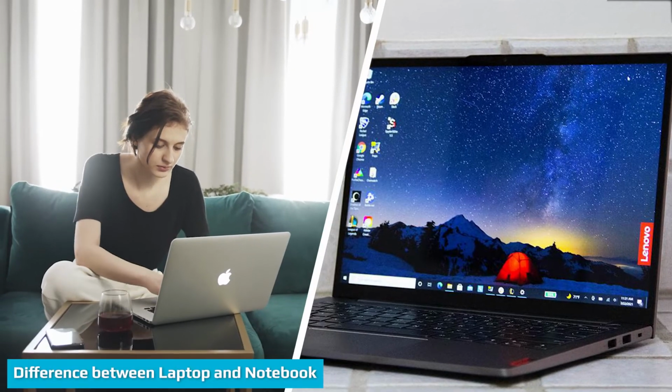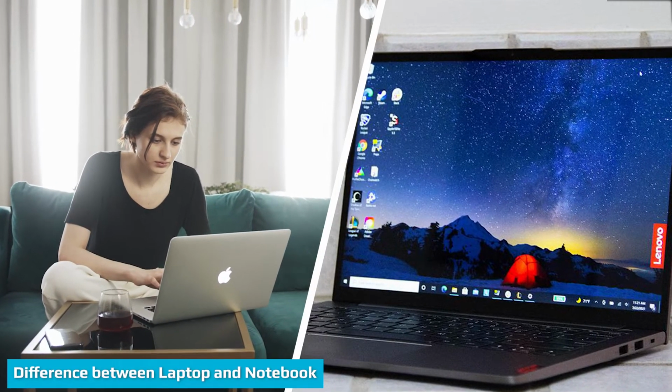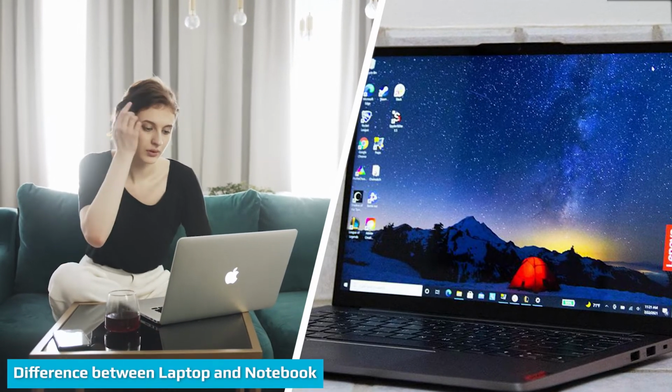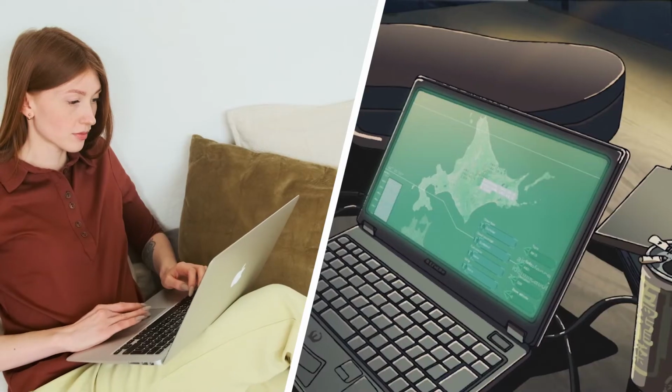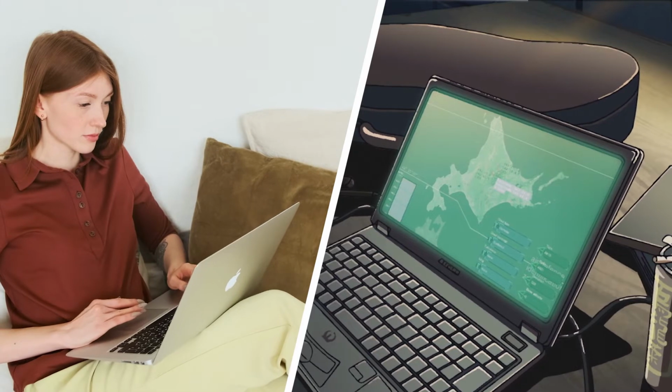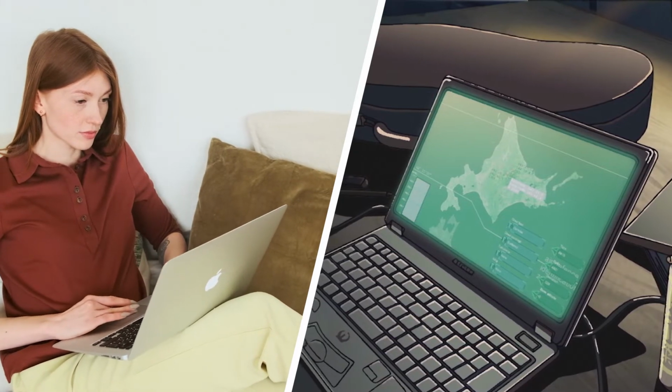It is necessary to understand these differences in detail if you are planning to use the laptop or the notebook for a long time and are going for a rather premium option. Hence, we will be explaining the crucial factors mentioned earlier in detail in the next section of our video.